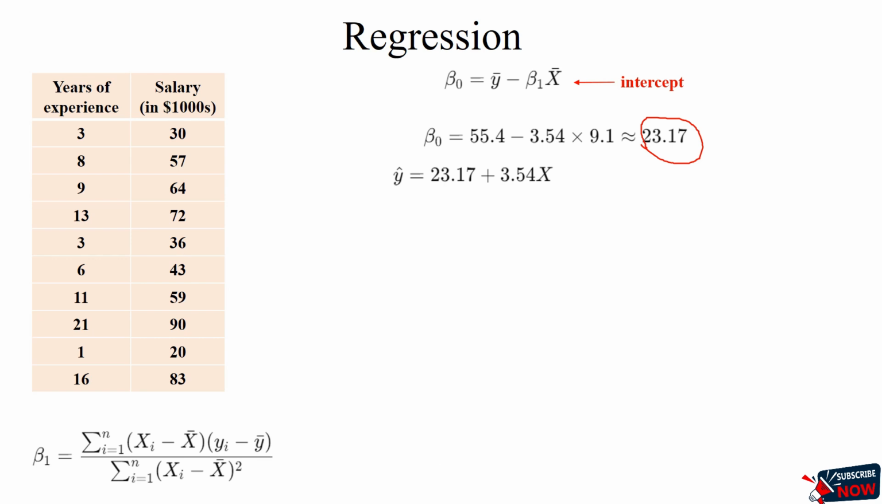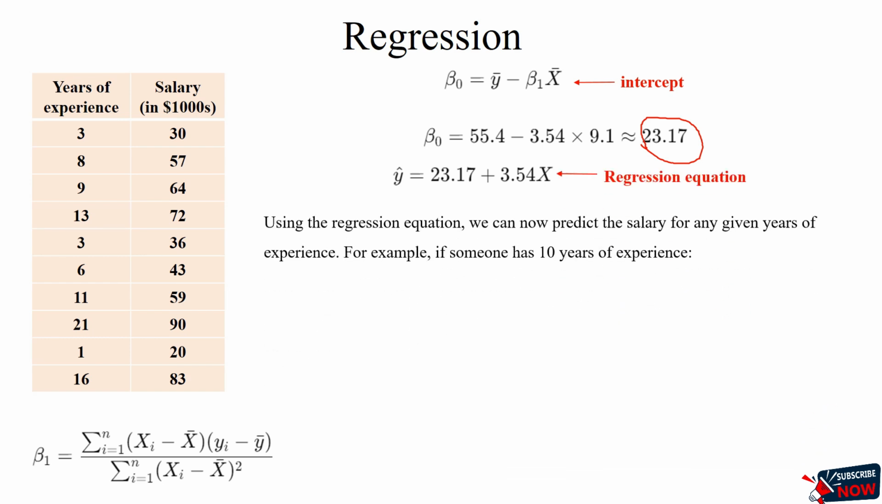Now, in the place of beta naught, beta 1, we can substitute the respective values. So, y cap becomes 23.17 plus 3.54x. This is what we call a regression equation. Using this regression equation, now we will be able to predict the salary if the experience is given.